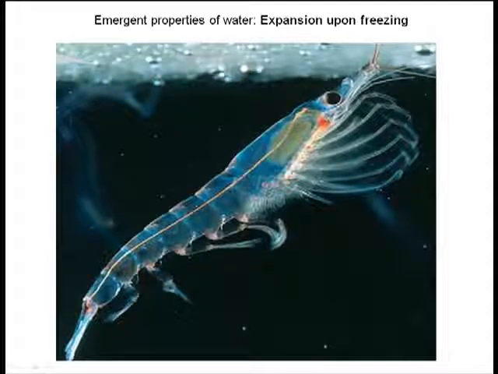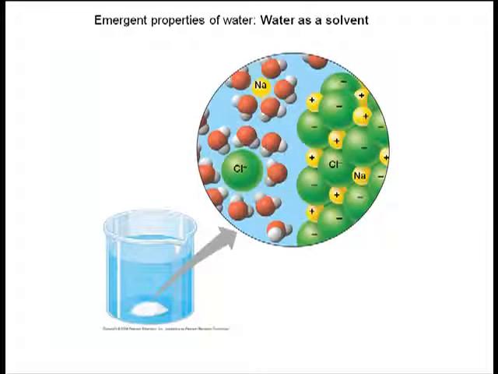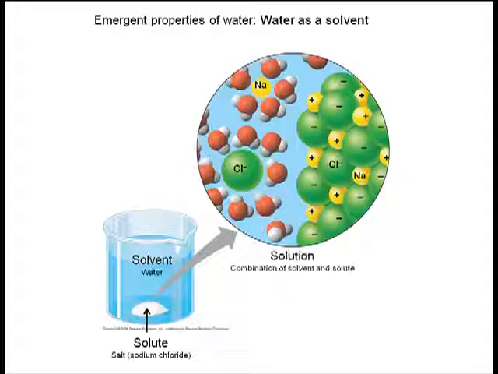The last property of water that we want to talk about is how water acts as a solvent. All that means is that when you put things into water, they dissolve. Now in these cases, water will act as the solvent or the dissolving agent. If we put something like sodium chloride into the water, it is referred to as the solute, or the thing that's being dissolved in the water. The combination of the solvent and the solute makes up a solution.